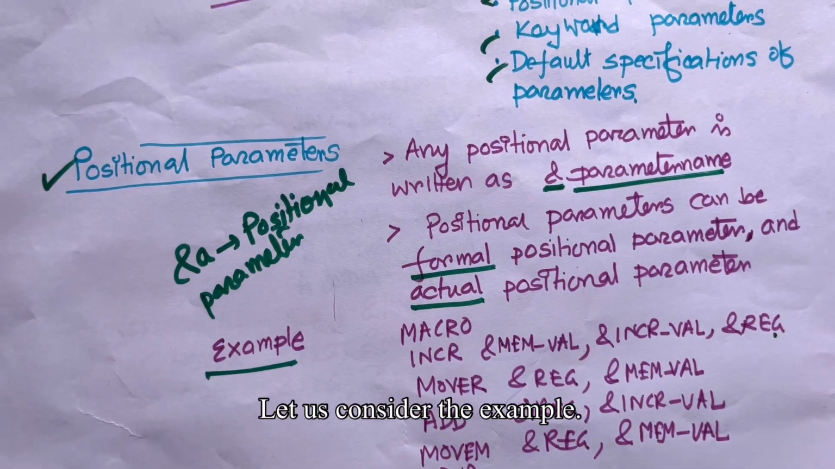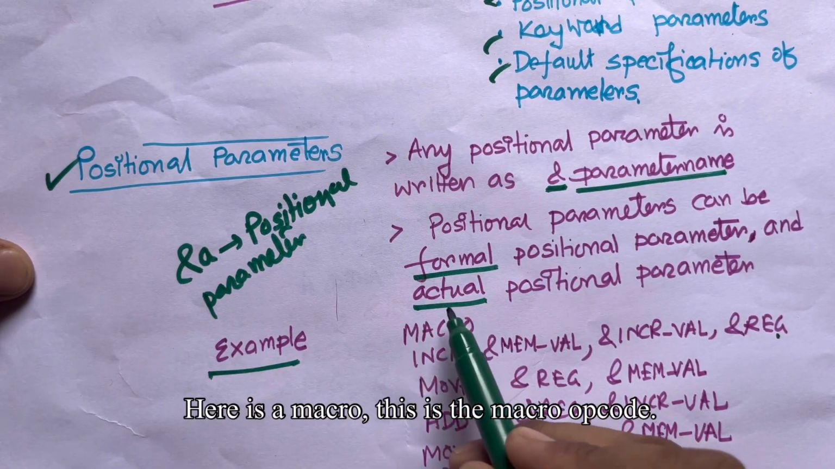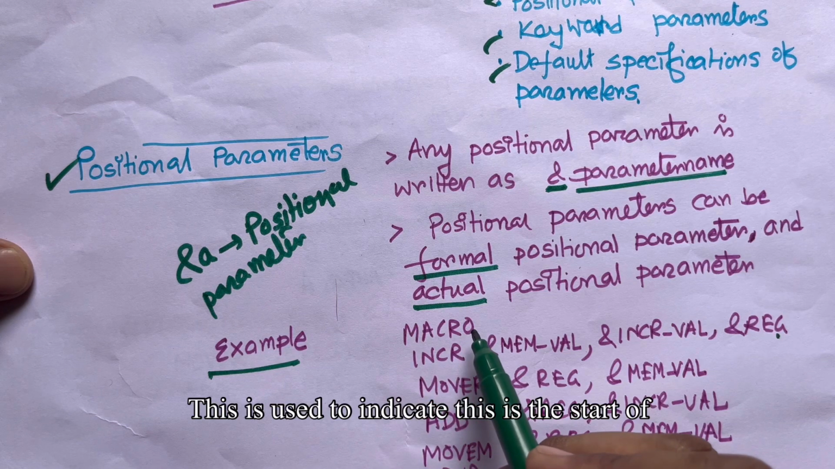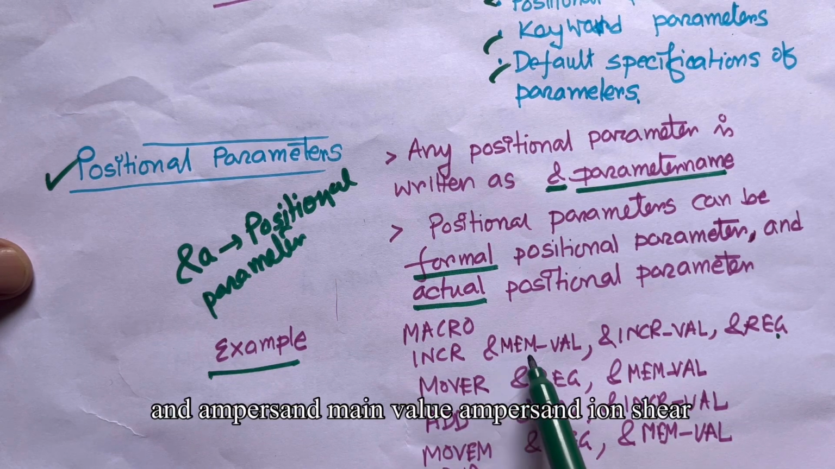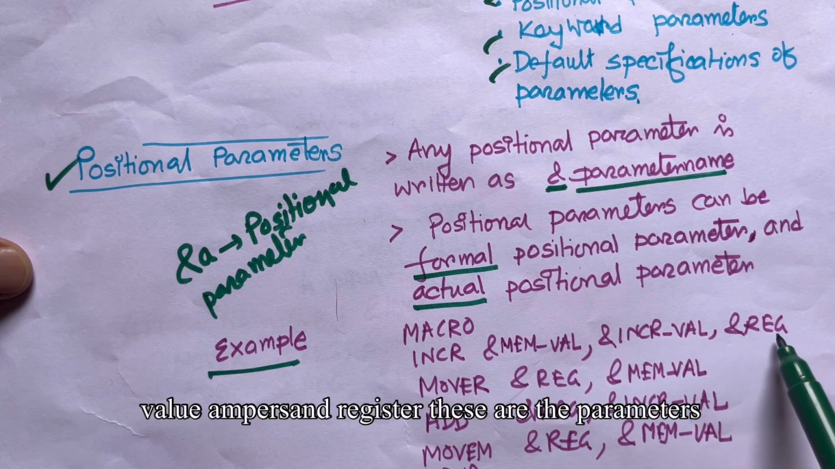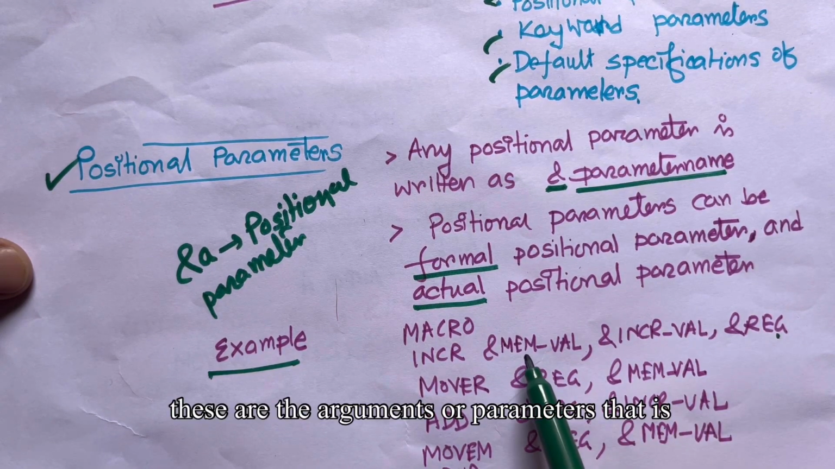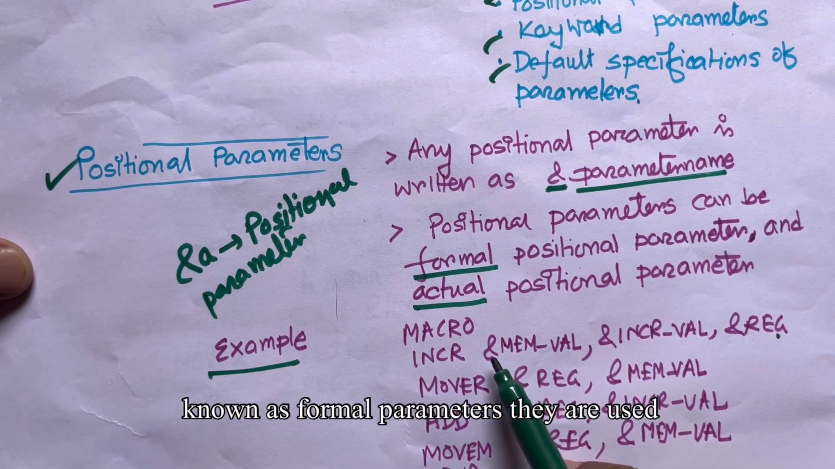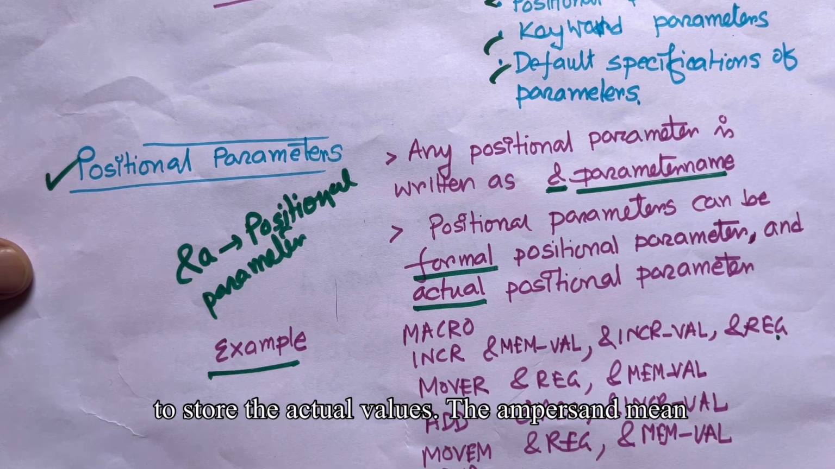So let us consider the example. There is a macro. This is the macro opcode, used to indicate the start of the macro. Einshare is the macro name, and ampersand main value, ampersand Einshare value, ampersand register are the arguments or parameters, known as formal parameters. They are used to store the actual values.